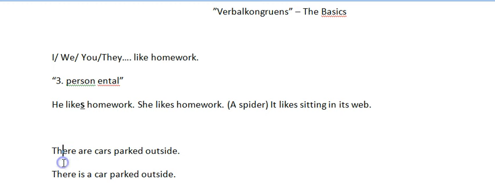So when you use the word there, you just have to think, okay, if I was to delete the word there, what would I say? I would say cars are parked outside. And the same is true of is. If I delete the word there, you would say a car is parked outside. And so it's no different when you use the word there. There are cars parked outside, because cars is obviously plural. There is a car, singular, parked outside.